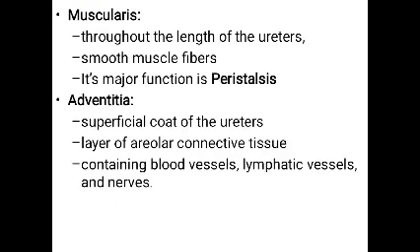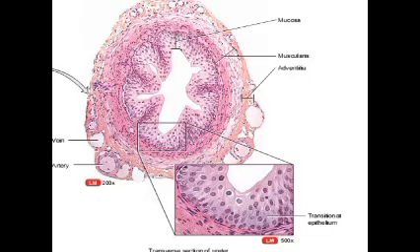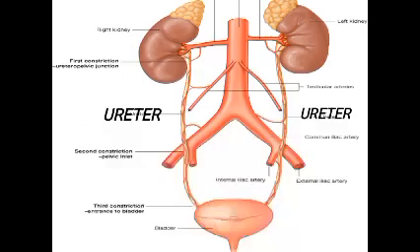Muscularis, throughout the length of the ureters, consists of smooth muscle fibers. Its major function is peristalsis. Adventitia is the superficial coat of the ureters, a layer of areolar connective tissue containing blood vessels, lymphatic vessels, and nerves. The diagram looks like this. Second diagram.